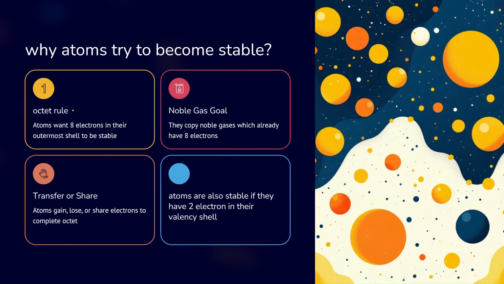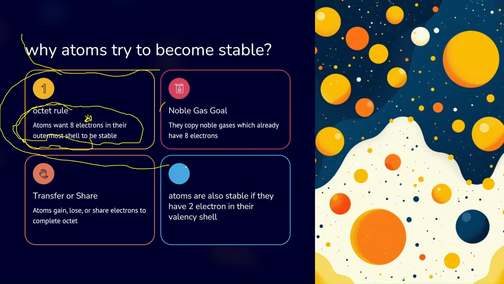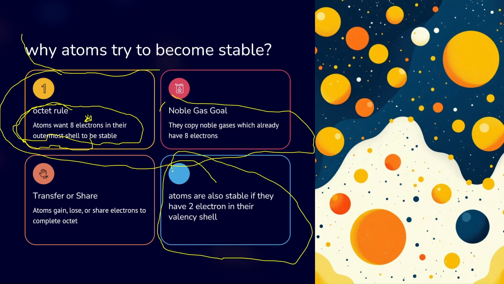Atoms try to become stable because they want to satisfy the octet rule. But this will not be the clear answer for this question. The clear answer will be this one: they copy noble gases which already have 8 electrons. So you have to write both points. And this is an exceptional point, where exceptional means an exception to these 2 points.